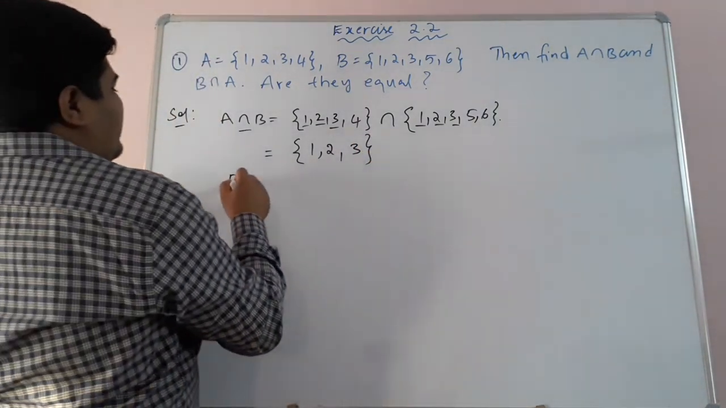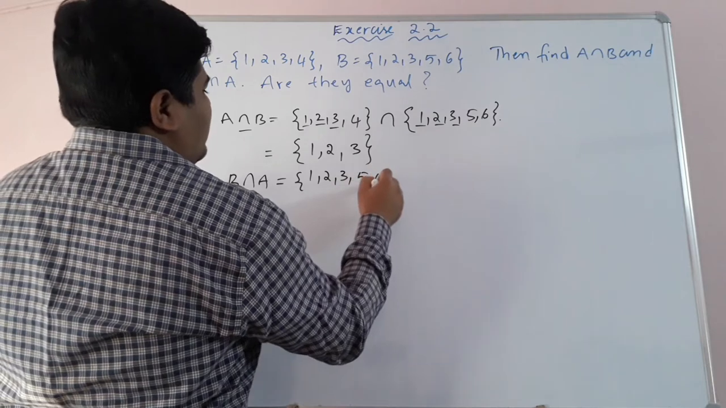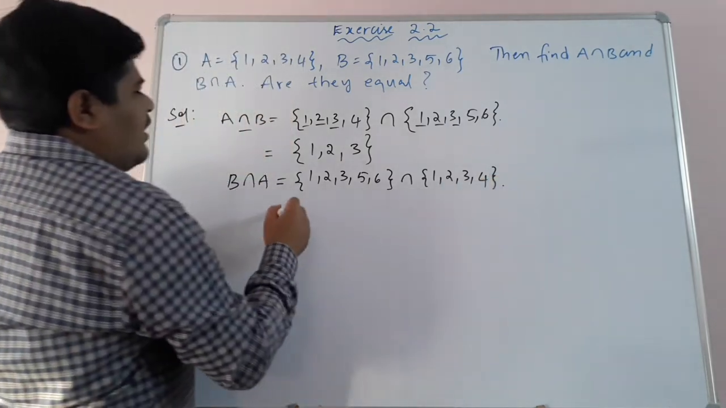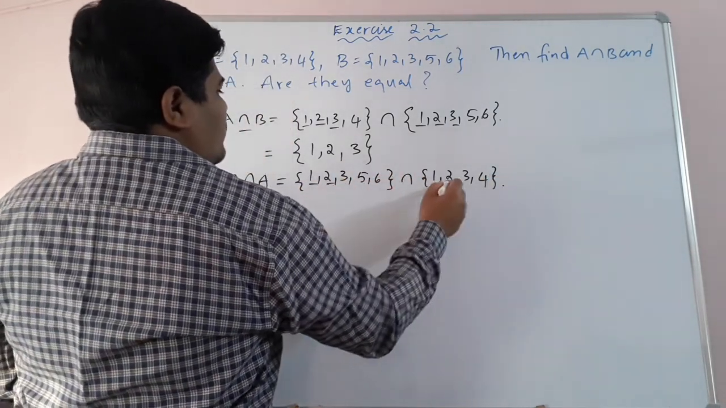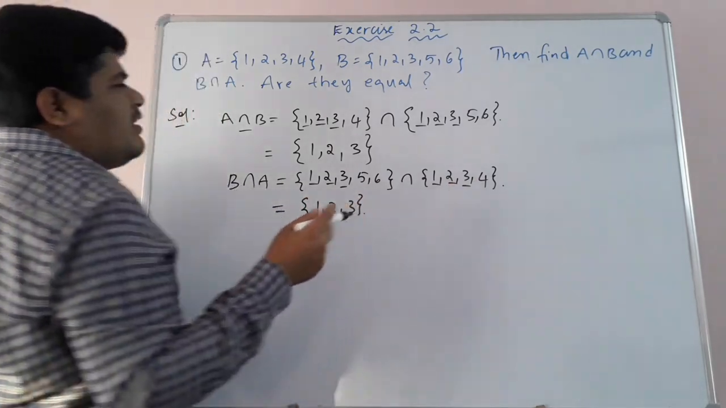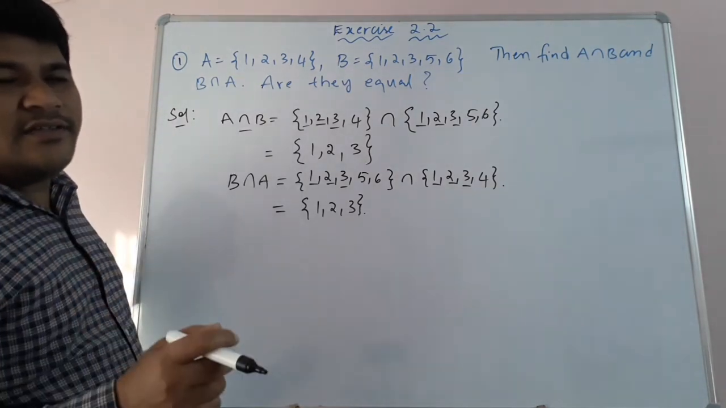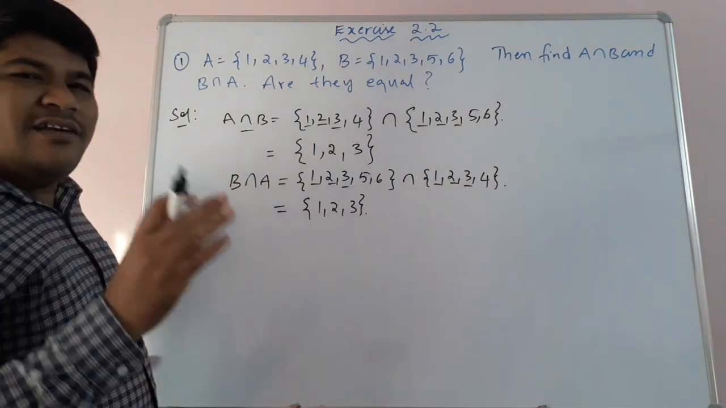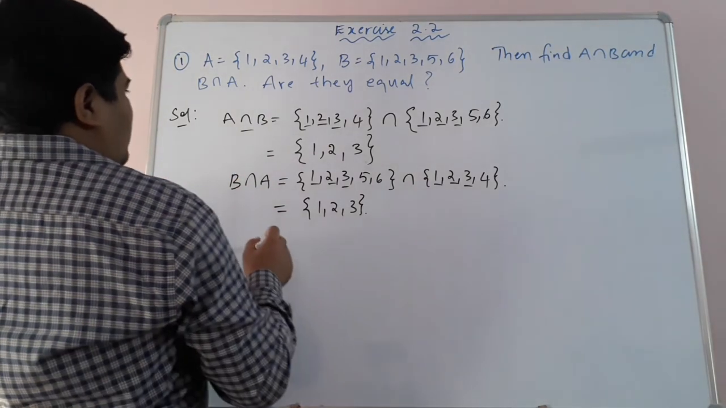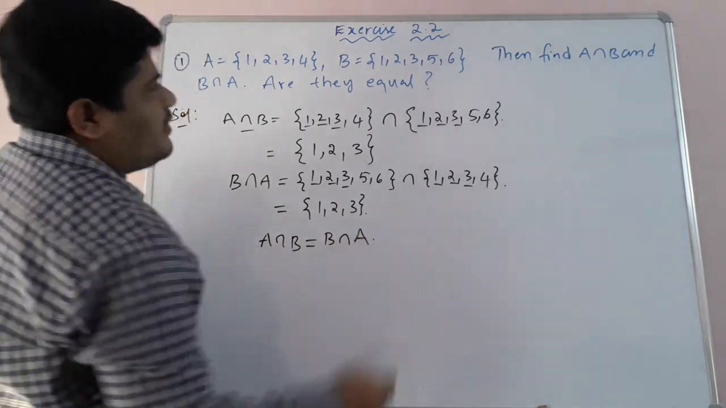Now let's see B intersection A, which is equal to {1, 2, 3, 5, 6} intersection {1, 2, 3, 4}. What are the common elements here? 1, 2, 3 only. Children, what are equal sets? If two sets have the same elements, then those are said to be equal sets. Here A intersection B and B intersection A are both {1, 2, 3}. Therefore those are equal. So you can write A intersection B is equal to B intersection A. This is the way to solve this problem.